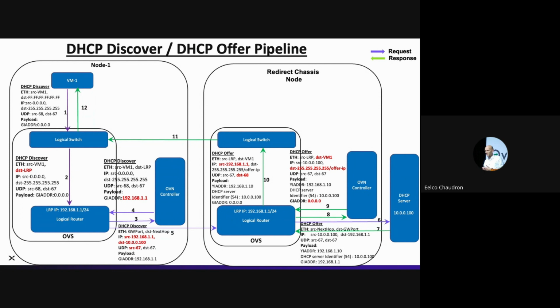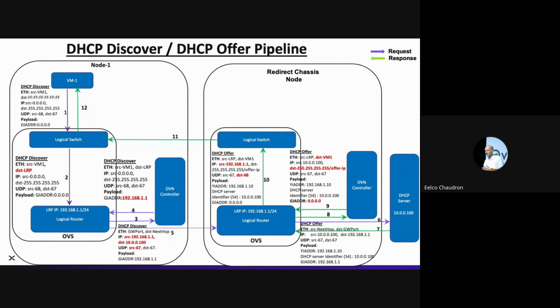At step number 5, the packet enters the redirect chassis node, and at step number 6, the packet is going to the DHCP server, which is sitting in the underlay network. The DHCP server now processes the packet. It uses GI address information to identify from which pool the IP address has to be allocated. It creates DHCP offer packet. It sends the packet to the LRP IP.